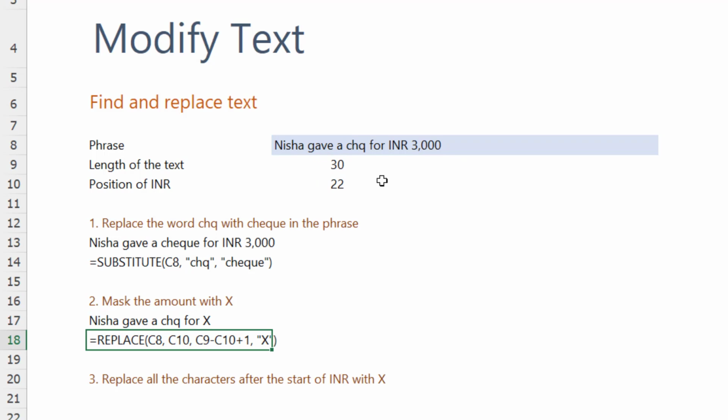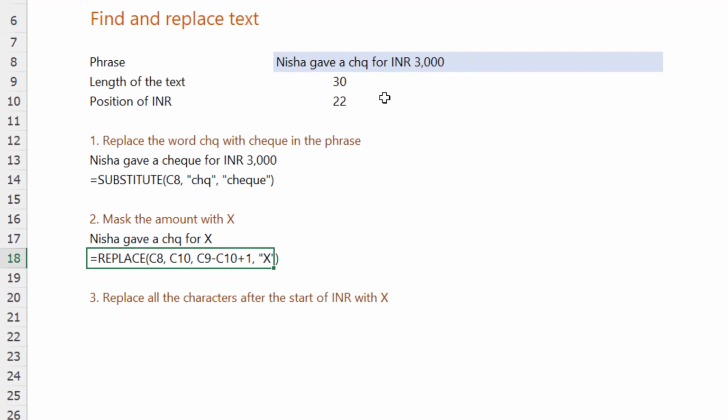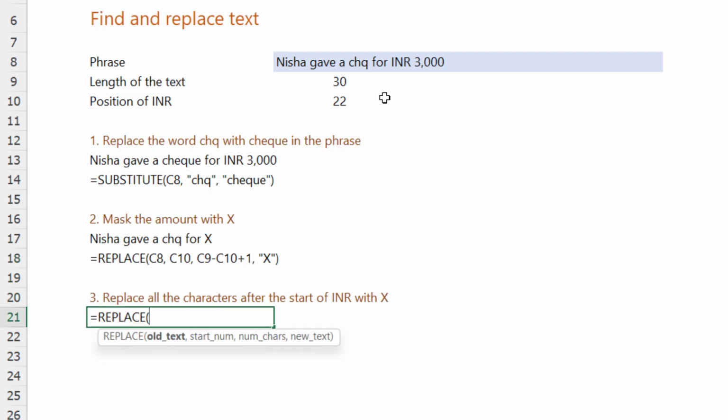What if instead of just having one single letter called X, you want all the 9 characters to be replaced as X? In that case, we could use the same replace function, replace C8, starting at C10, the number that is there in C10, which is character number 22. How many characters do we want to replace? 30 minus 22, that is cell C9 minus cell C10 plus 1, and replace it with the character X coming 9 times. How do we do that?